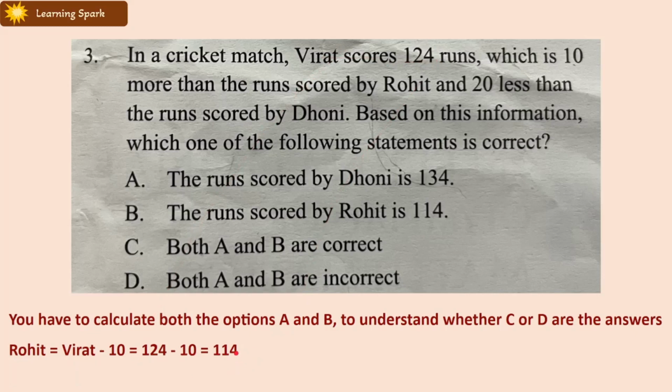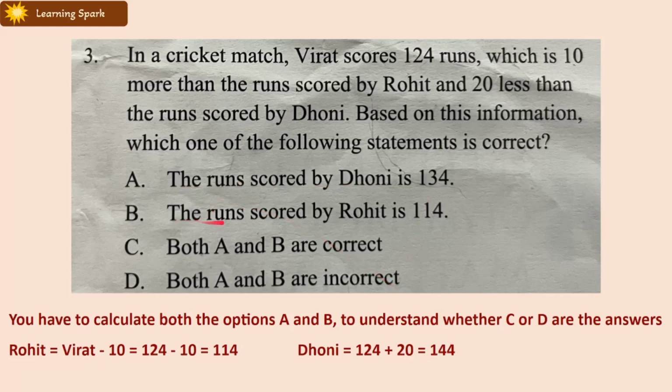Now let's go to Dhoni's runs. Virat scored 124 runs, which is 20 less than the runs scored by Dhoni. So Dhoni has basically scored 20 runs more than Virat. Alright, so Dhoni's runs are 124 plus 20, which is 144. Now let's come to the options. The first option says the runs scored by Dhoni are 134, which is wrong. 144 is the runs scored by Dhoni.